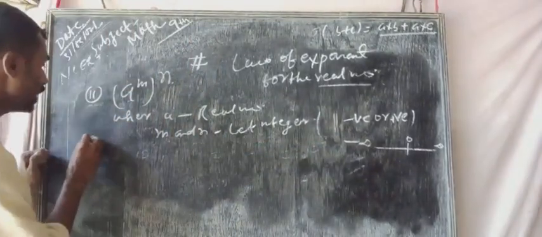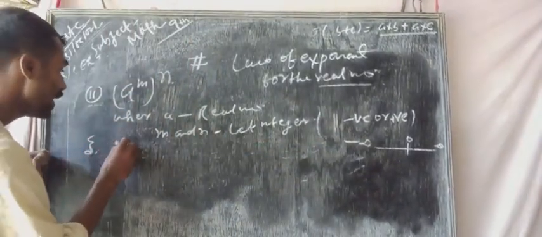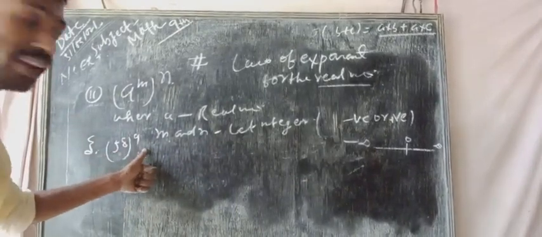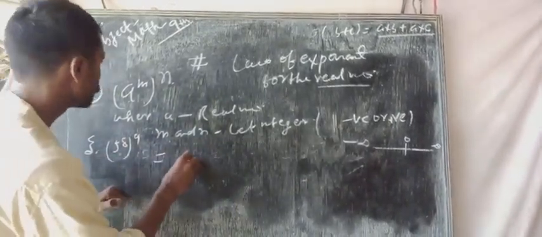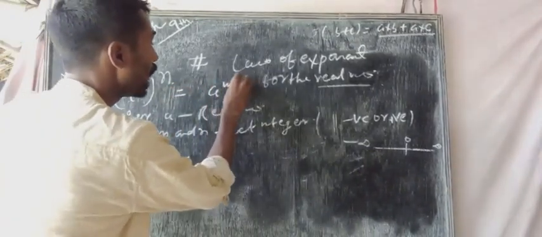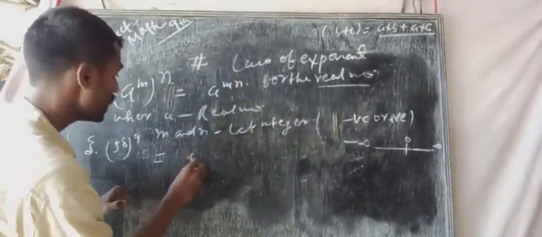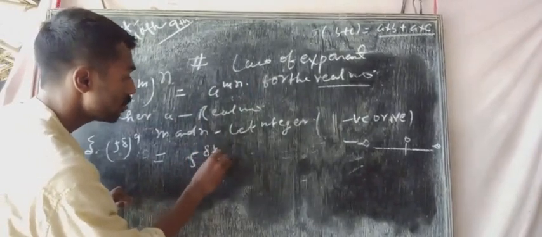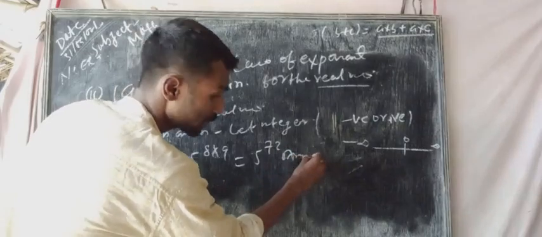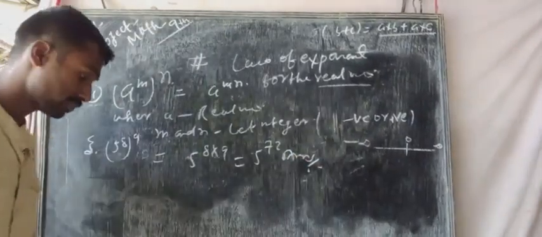Now the second example is 5 to the power 8 whole power 9. The result is a to the power m into n. Similarly, 5 to the power 8 into 9, that means 5 to the power 72 is the answer.